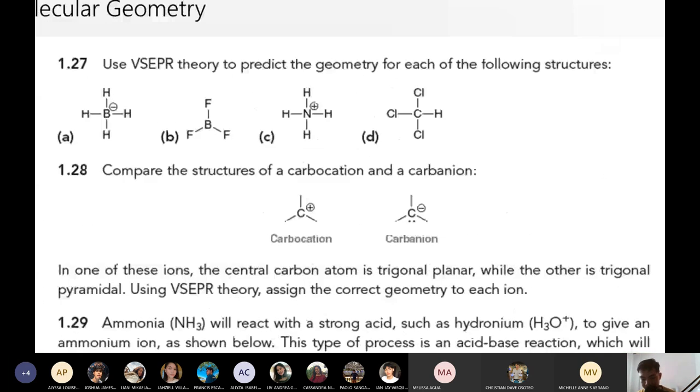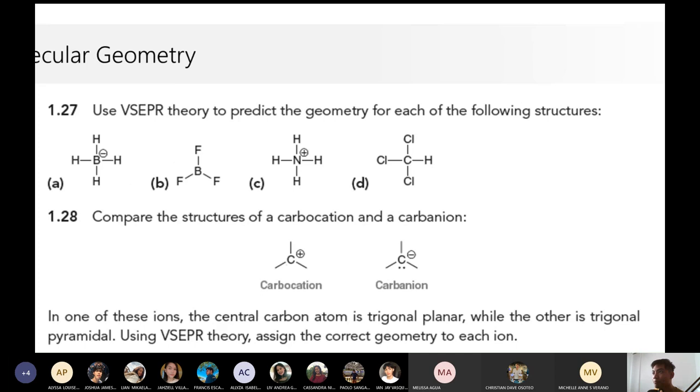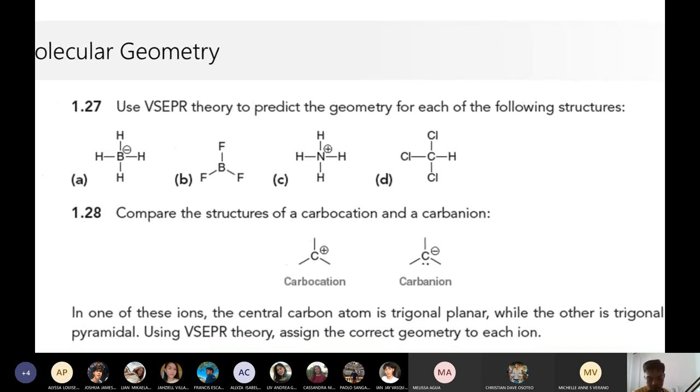Practice. Use the VSEPR theory to predict the geometry for each of the following structures. Paano uli natin mapapredict yung geometry? Identify the hybridization. So depending on the hybridization, your geometry could either be tetrahedral, trigonal planar, or linear. No? So pag sp3 hybridized yan, that's tetrahedral. Pag sp2 hybridized, that's trigonal planar. Kapag sp hybridized, that's linear, no?